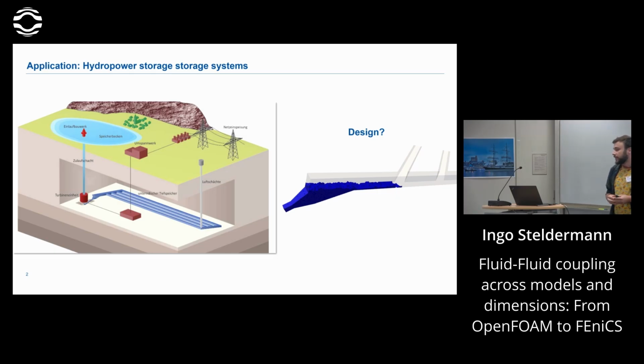So this is an application that was developed. The idea is hydropower storage systems, and they work essentially, the idea is very simple. We have 2 ponds of water. One is on top, one is at the bottom, and you have a turbine in between. And if the water flows from top to bottom, you pull it through a turbine, generate electricity. If you have spare electricity, you can pump the water up again.